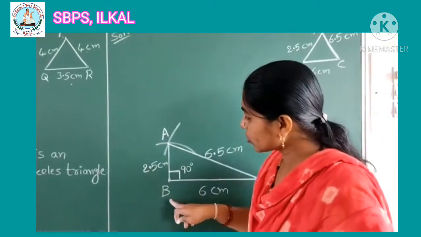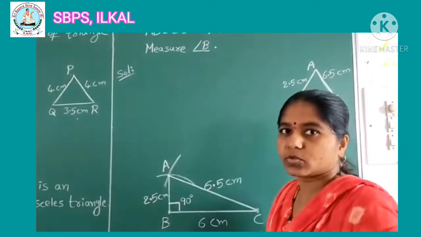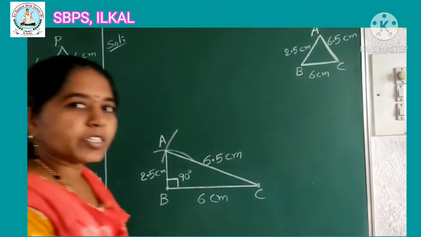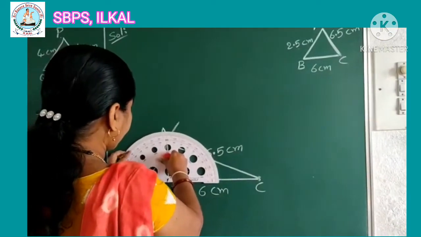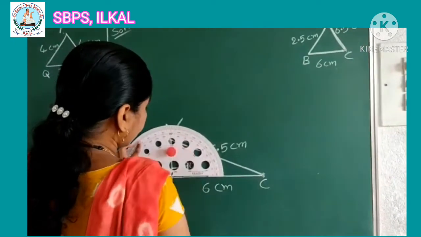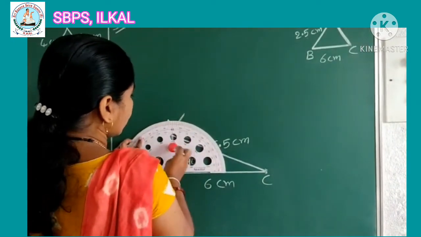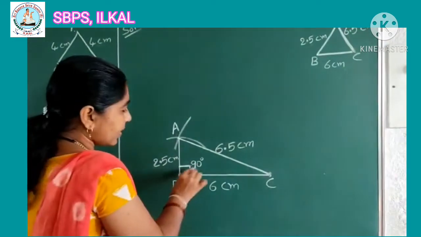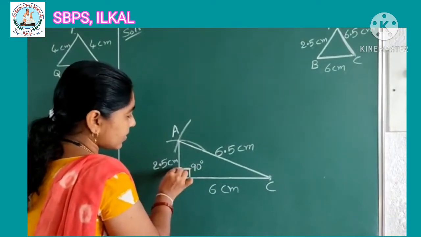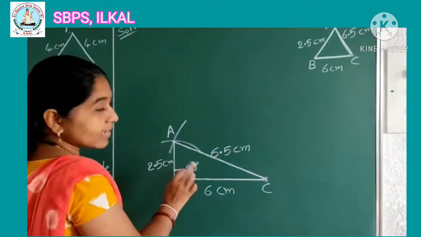Here they asked us to measure angle B. Okay, they said to measure angle B. You have to measure using your protractor. Arrange it exactly, children. It will be 90 degrees. Okay, exactly a 90 degree angle we got. Here you write down this symbol, which represents a right angle, that is 90 degrees.